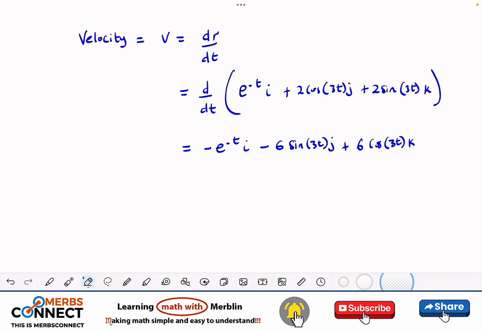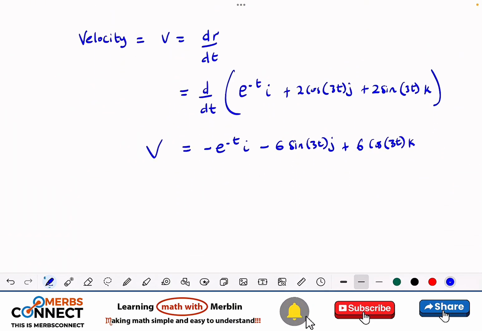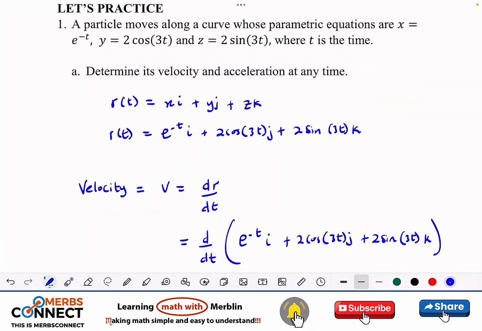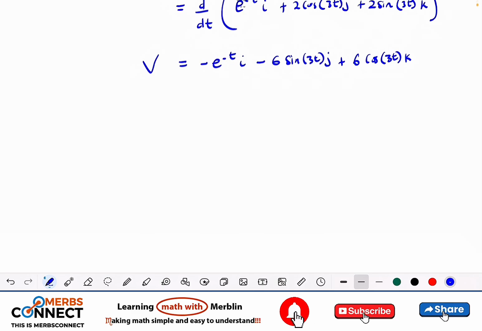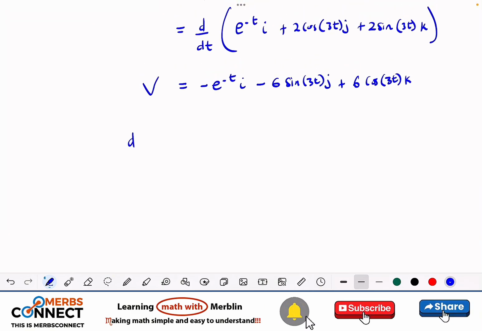So this is the velocity, right? Which is v. So that's the first question that the question was asking us. The next question is to find acceleration, right? So for us to find the acceleration, we need the dv over dt. It means that for us to talk about acceleration, we need to differentiate the velocity function here, right? So now we are going to differentiate this and we are going to get the acceleration. So let's do that.